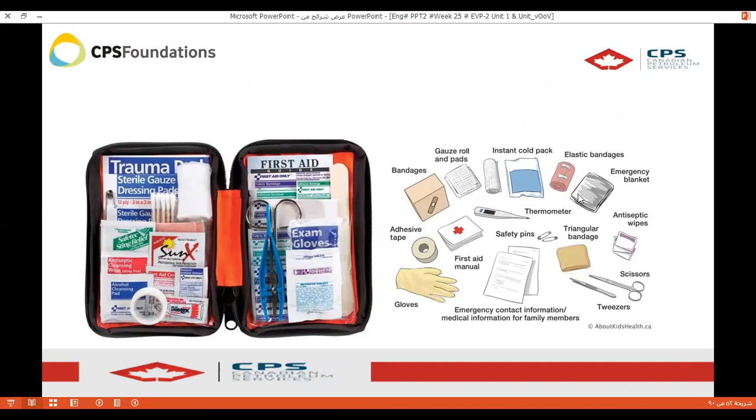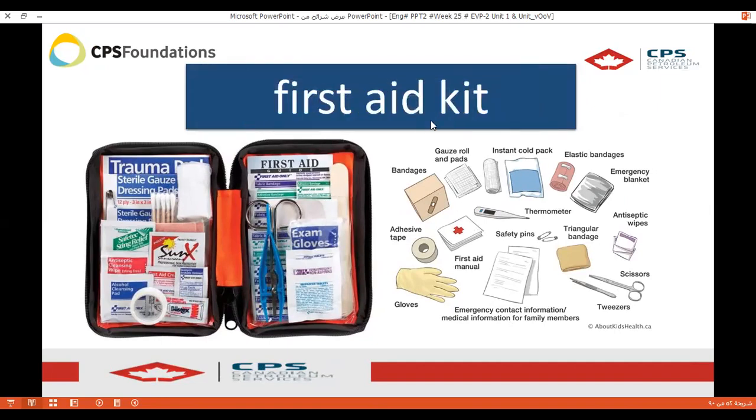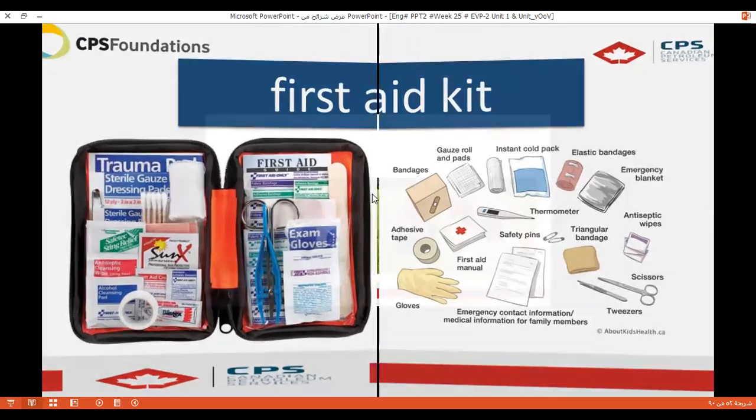These are some tools or some things that we use in an emergency medical case. If we wanted to save someone, if we want to apply something quickly, this is called the first aid kit. First aid kit. You can see adhesive tape, gloves, bandage, gauze roll and pads, instant cold pack, elastic bandage, emergency blanket, thermometer, safety pins, triangle bandage, antiseptic wipes, scissors, tweezers. All of these are things that we use to give first aid to a person. And they are put in the bag. This bag is called first aid kit.